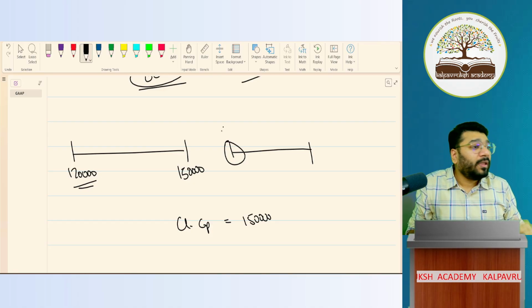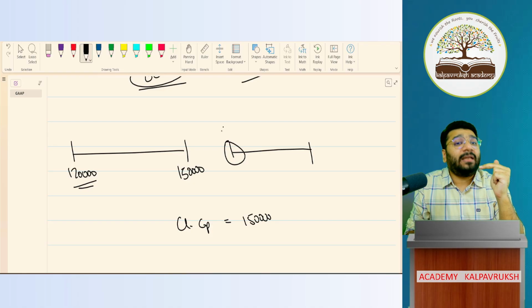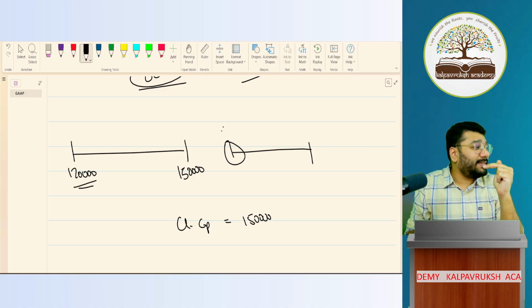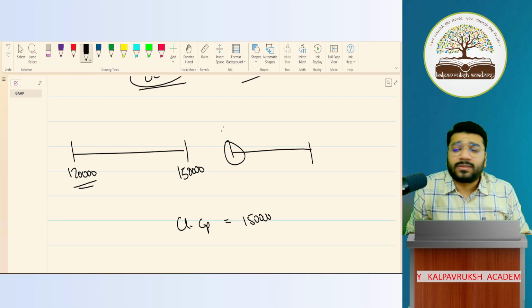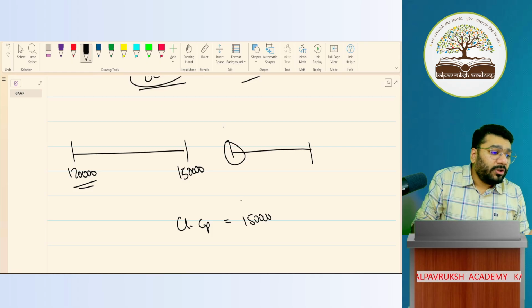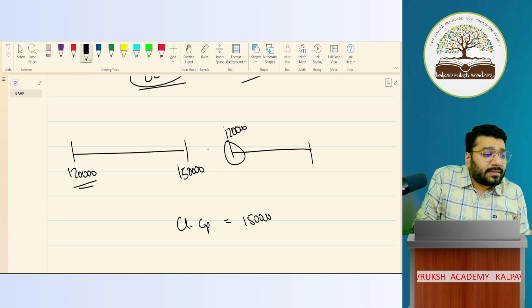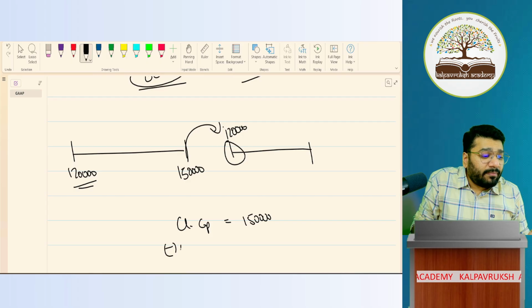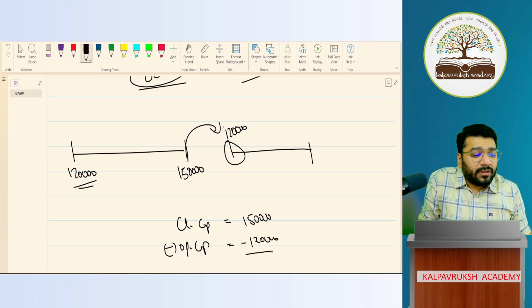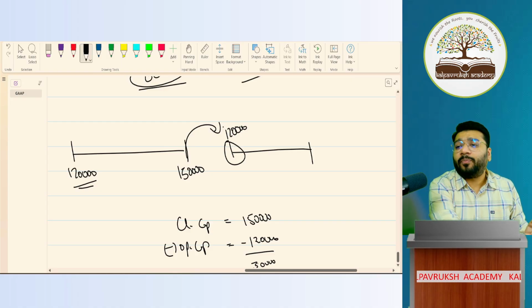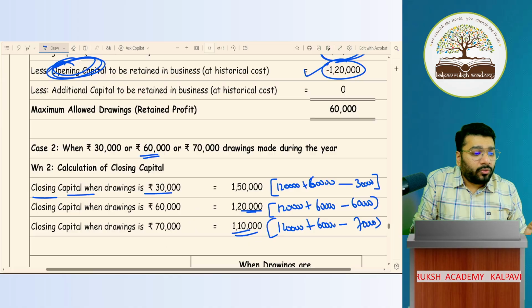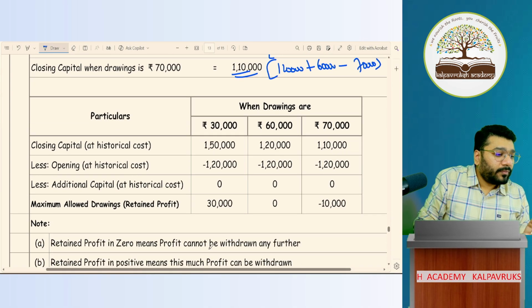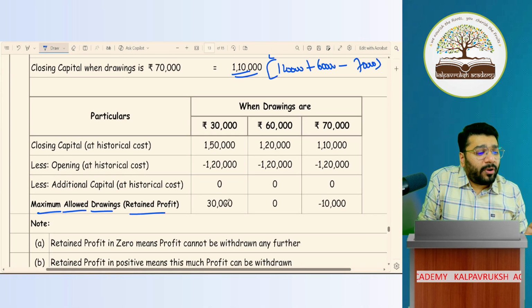Got it? When I started this business, whatever capital I started with, that initial transaction value is called historical cost. Clear or not clear? So here, if I have to maintain 120, how much money can I withdraw now? 30,000. If I minus the opening capital of 1,20,000, 30,000 is the maximum amount of profit that can be withdrawn. Yes or no?